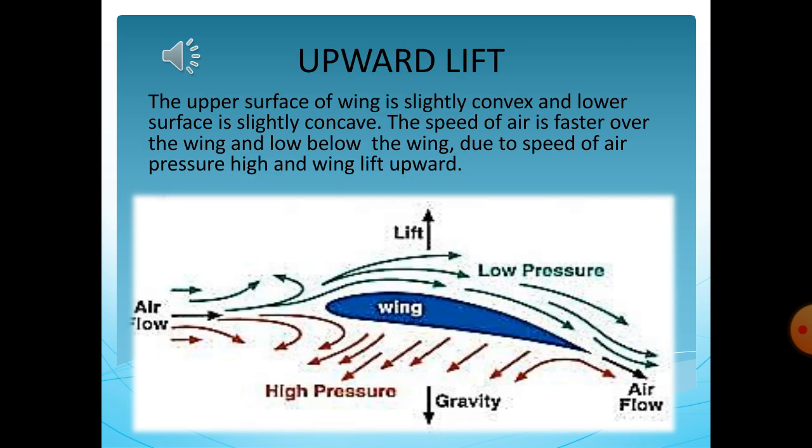Upward lift. The wing of birds forms an airfoil. The upper surface of the wing is slightly convex. The lower surface is flat or slightly concave. Air moves faster over the wing than under it. According to the Bernoulli equation, where the air moves faster, pressure will be low, and where the air speed is low, pressure will be high. So, the under surface of the wing has low speed of air, so pressure will be high. This high pressure lifts the bird's wing into the air.